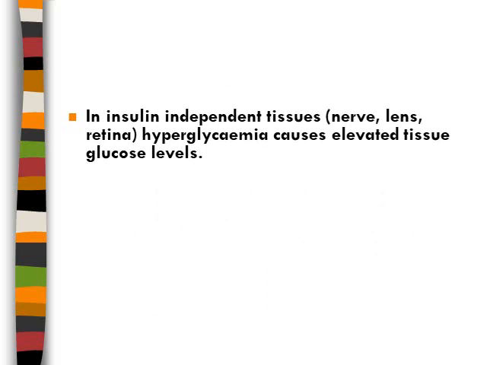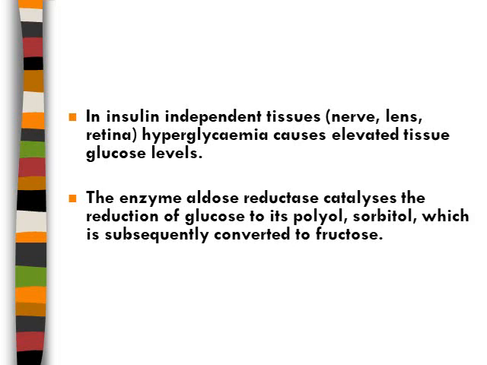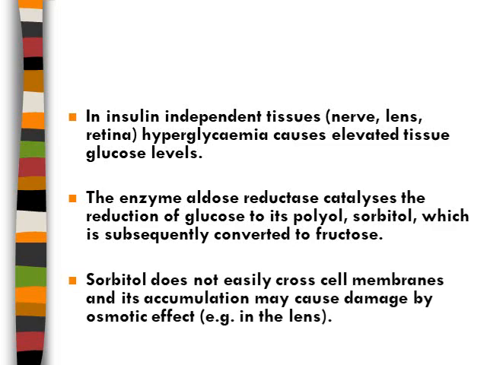In insulin independent tissues like nerve, lens, and retina, hyperglycemia causes elevated tissue glucose levels directly. The enzyme aldose reductase catalyzes the reduction of glucose to its polyol sorbitol, which is subsequently converted to fructose. Sorbitol does not easily cross cell membranes, and its accumulation may cause damage by osmotic effect. Like in the lens, that is the development of cataract. Early cataract is also a complication of diabetes and uncontrolled hyperglycemia.